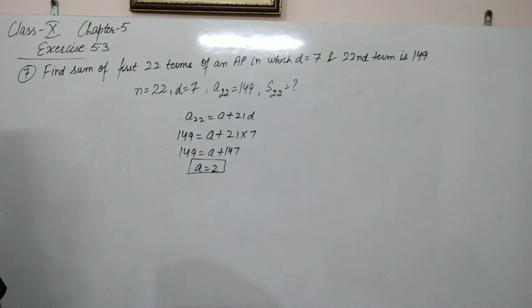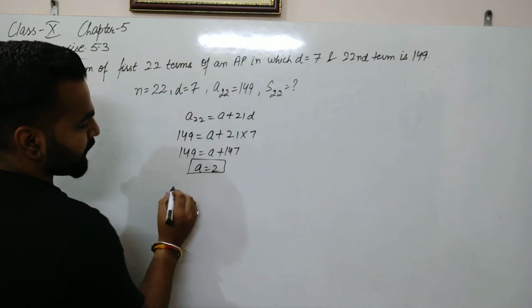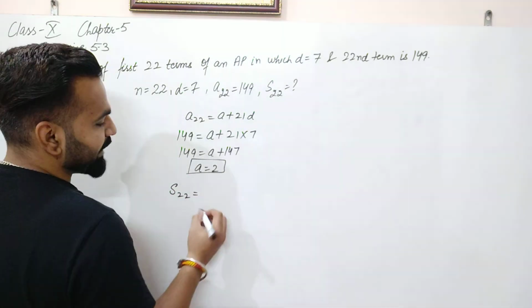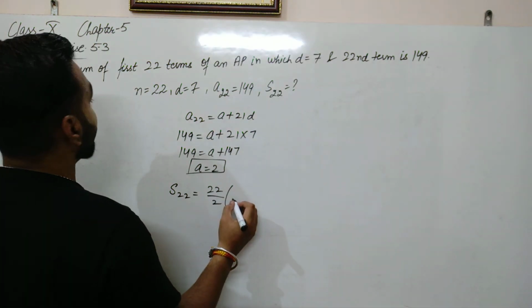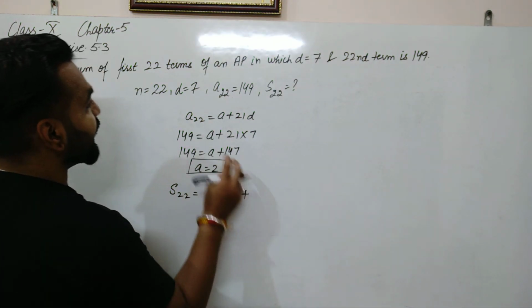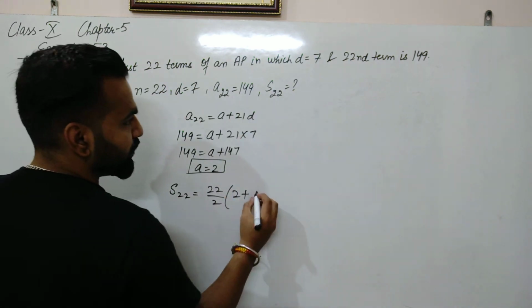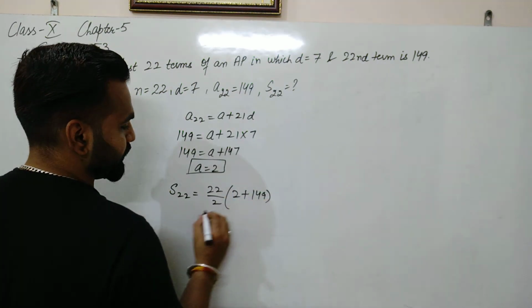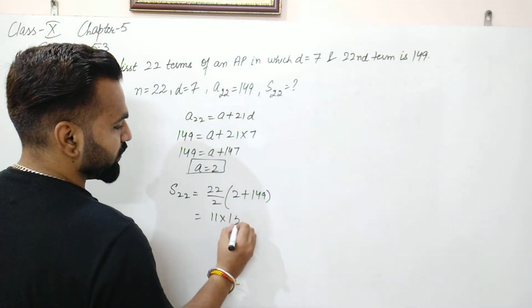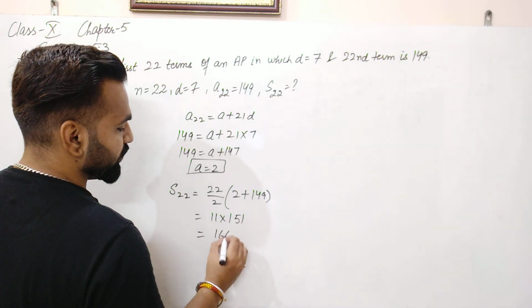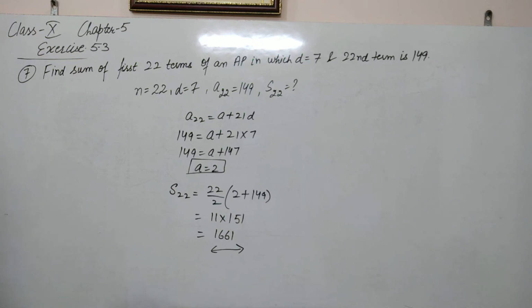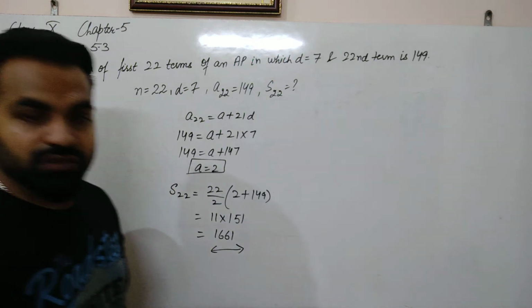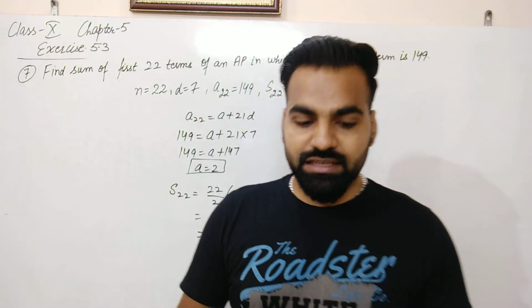Since A is known now, calculate S22. S22 will be 22 by 2 into A plus An. What is A? 2. What is An? A22 is 149. So 11 into 151, this is equal to 1661. So this was question number 7 of exercise 5.3.